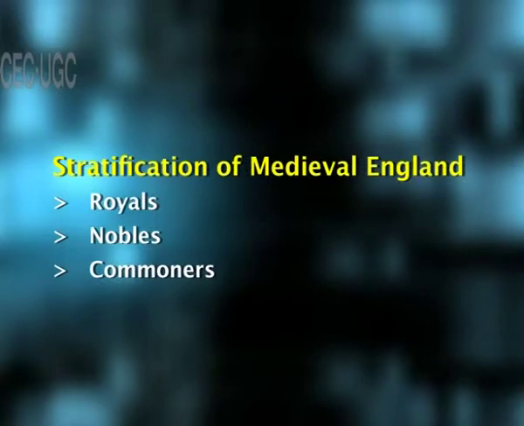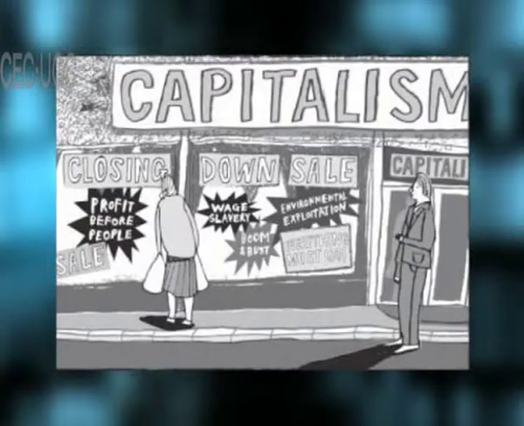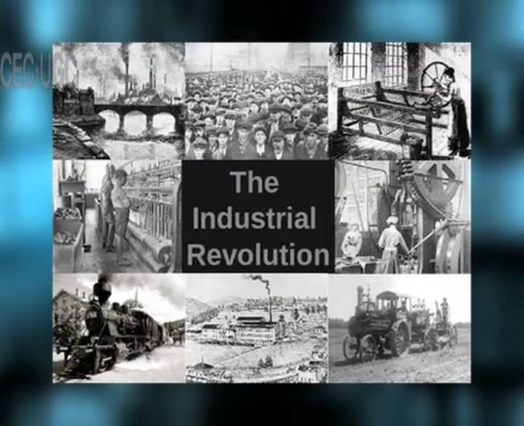Medieval England was also stratified into royals, nobles and commoners. Modern England observes a royal system till date. The Industrial Revolution brought tremendous change in the overall shape and structure of our societies. Capitalism, which emanated from the Industrial Revolution, gave rise to new social classes, broadly based on capital or material wealth.